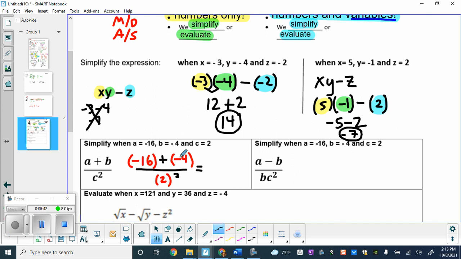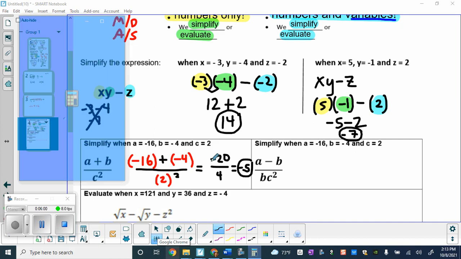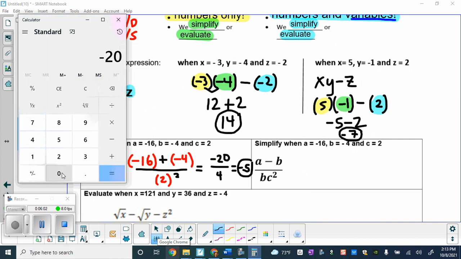Since they're both negative, we're just going to same sign, add, and keep. So that's going to be a negative 20. Here, 2 squared is a 4. And here, the final answer would be a negative 5. If you're not comfortable with the negative divided by the positive, again, remember, as always, you have that calculator. The 20, just make it negative, divide by the 4, and boom, there's your final answer.